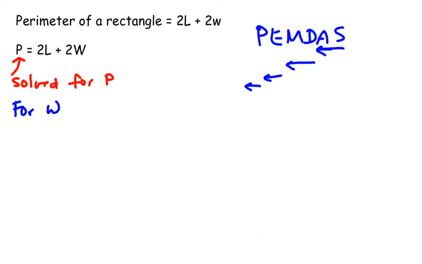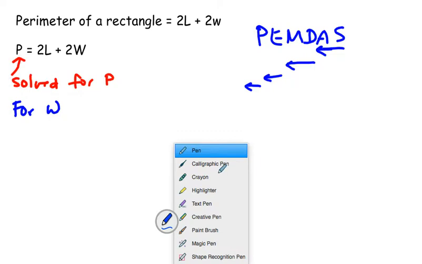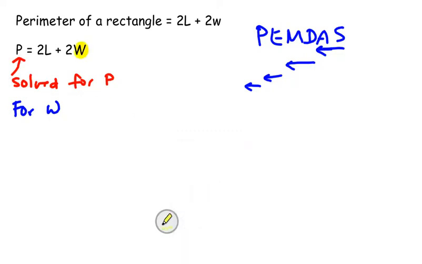So in this case, if we wanted to solve for this W, let me highlight W. This is what I'm trying to solve for. I have to get rid of 2L, and I have to get rid of this 2. 2L is being added to 2W, so therefore, that is what I need to get rid of first.